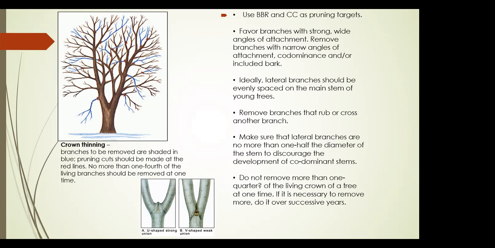This would be an example of thinning. All the red ink marks are where you would sever a branch and remove it. But we don't promote that as much as we used to.